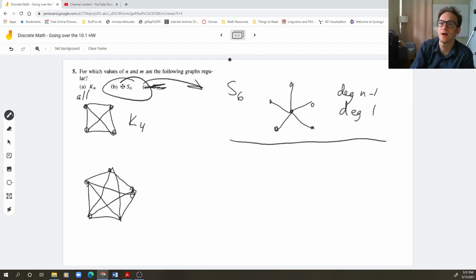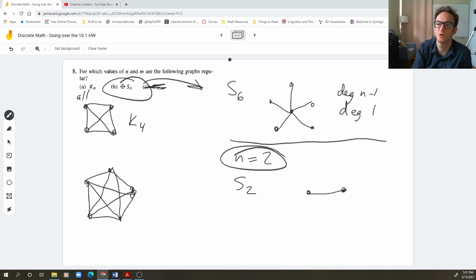It will be true only when n minus 1 equals 1, which is to say when n is 2. So when n is 2, that's the star graph S2. Kind of dumb because it means there are 2 vertices only, but this one was so. So here it will be regular, but that's it. So only when n is 2, and here my answer is always.